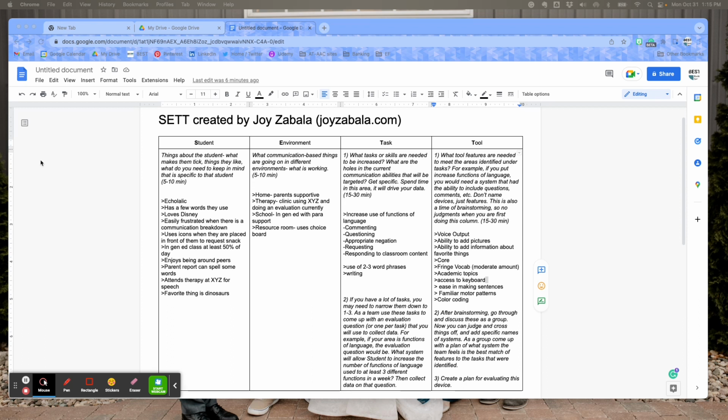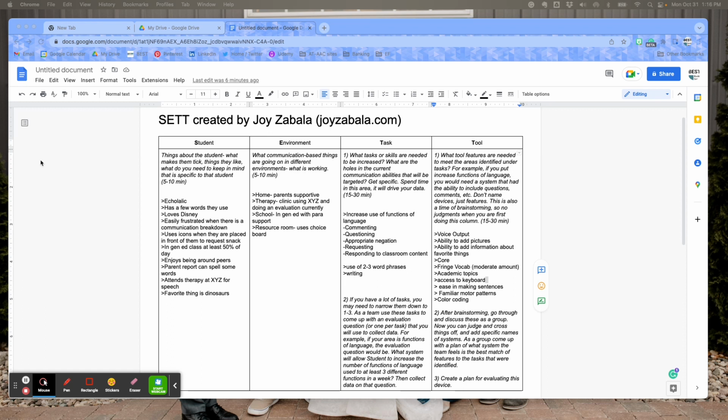Then you're going to jump in and talk about the environment. And when we're talking about communication, the environment is everywhere. So I don't spend a lot of time on environment. I say 5 to 10 minutes on here, probably closer to five. But what are those things in the environments that need to be remembered?